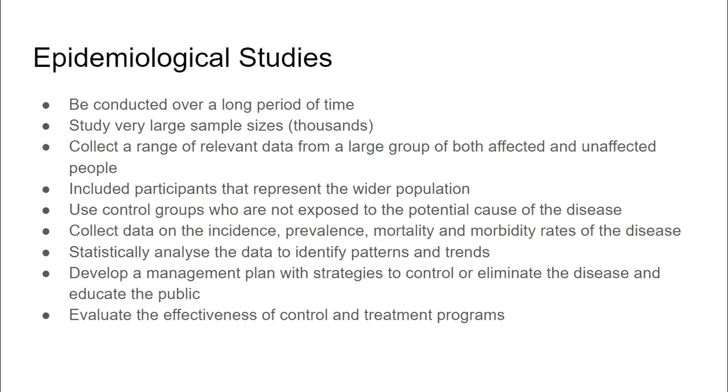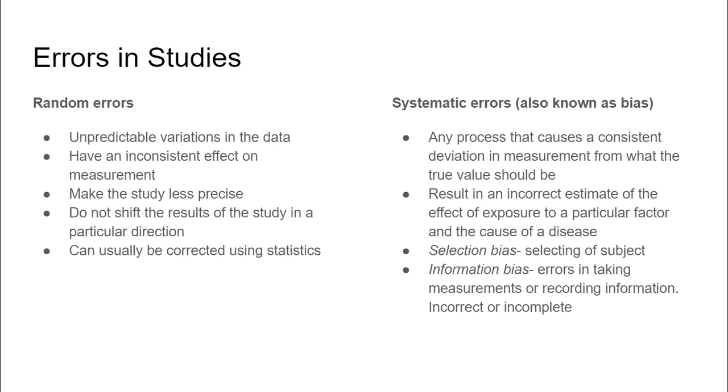If control groups are used, they are people who are not exposed to the potential cause of the disease, and data that needs to be collected includes the incidence, prevalence, mortality, and morbidity rates of the disease. There needs to be some statistical analysis of the data to identify patterns and trends. A management plan with strategies is developed, and then they evaluate the effectiveness of the control and treatment programs. So this is really useful in learning how to design and make sure epidemiological studies are something that the community will benefit from. There are, however, some errors that may come up in epidemiological studies.